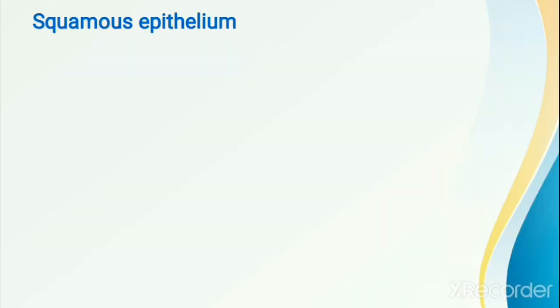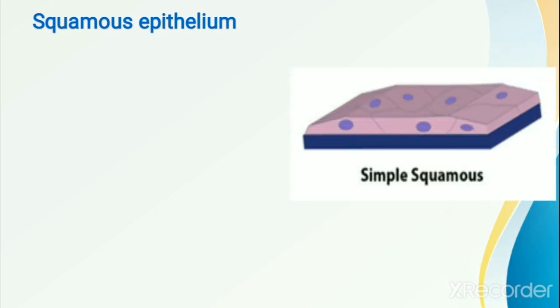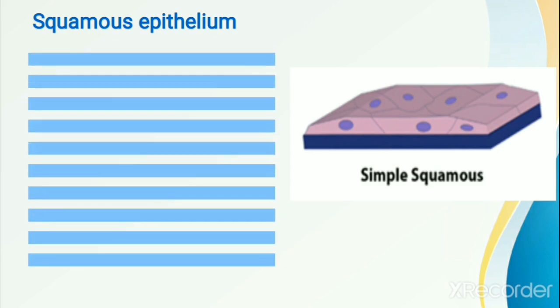So let us start with the first type of epithelial tissue, called squamous epithelial tissue. Here the cells of squamous epithelium, you can see, appear very flat, hexagonal or sometimes irregular in shape. They are very thin and they are flat.